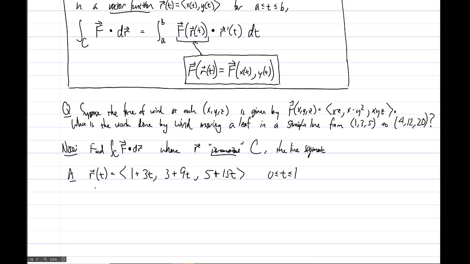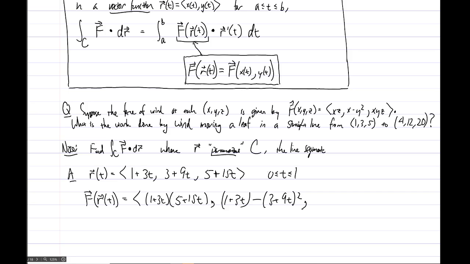Now, from here, we need to build two things. One of these is f of r of t. So we need to feed in 1 plus 3t, 3 plus 9t, and 5 plus 15t. Plug those in for x, y, and z. And when we do that, we'll get 1 plus 3t times, and then z is 5 plus 15t, comma, now we have x minus y squared. So we have 1 plus 3t minus, and then y squared. So 3 plus 9t quantity squared.